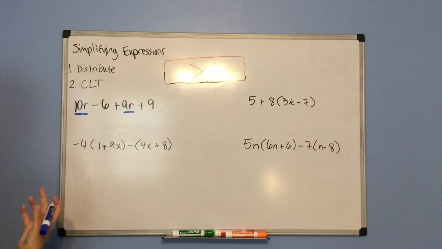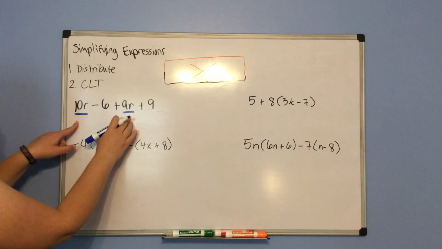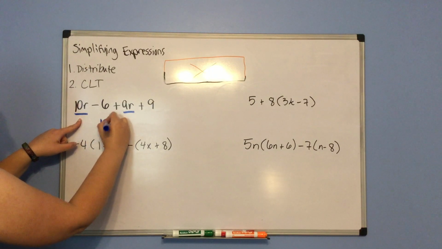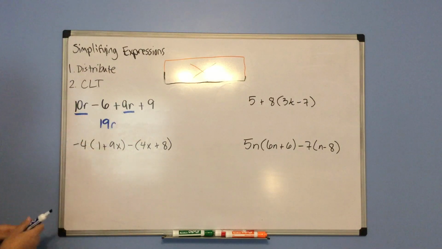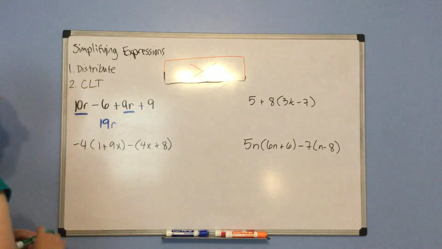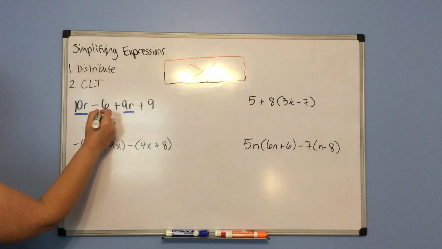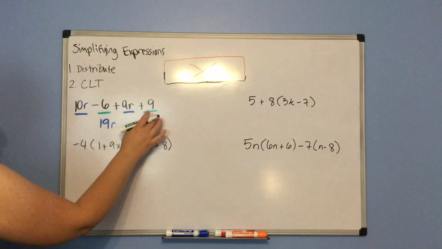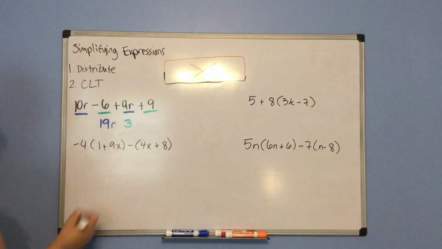So looking at this one right here, I have two terms with an r in them, 10r and 9r. The way I combine those is I add the number in front, or the coefficients. 10 plus 9 is 19, and then the r part stays the same. I'm not done yet. I have more like terms to combine. I can also combine my two number terms, -6 and +9. -6 plus 9 gives me +3.